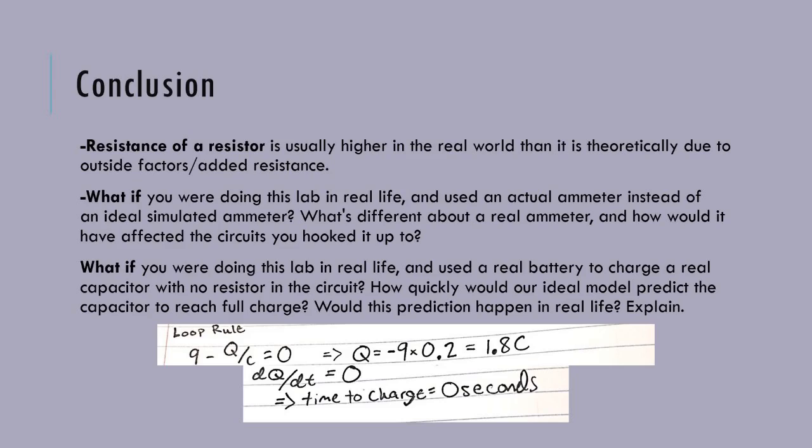If we didn't use a resistor in the RC circuit, the time to charge the capacitor should be 0 seconds. We can get this by differentiating the loop rule equation again to find that dq/dt is 0, so the capacitor will immediately have a charge of 1.8 coulombs. In reality, the wire will carry some resistance, so the capacitor should take at least some time to charge once the circuit is closed.